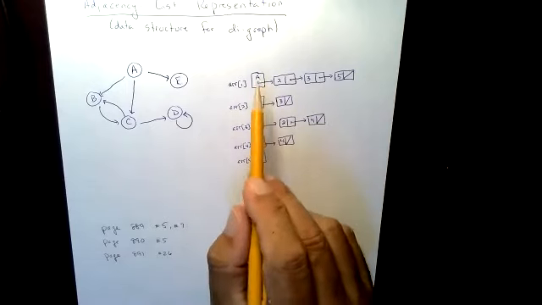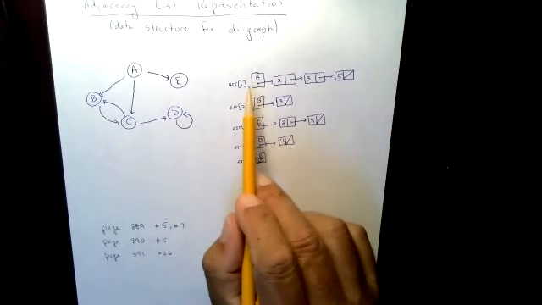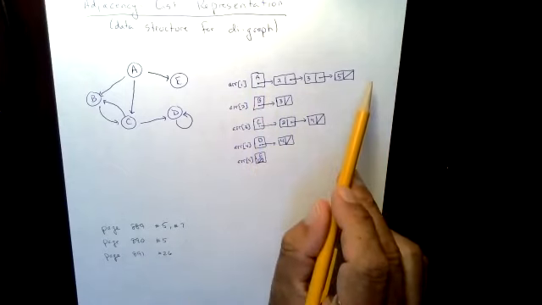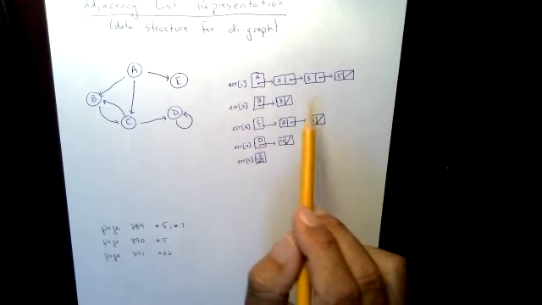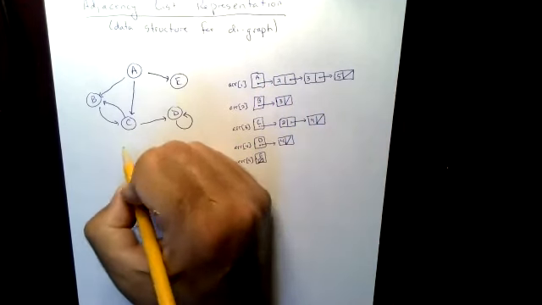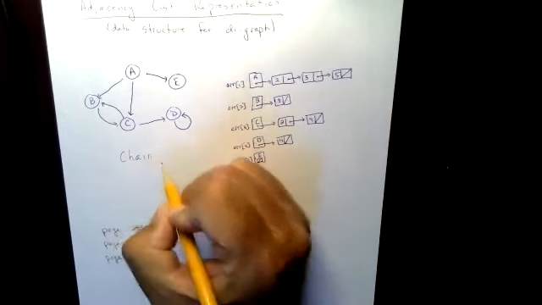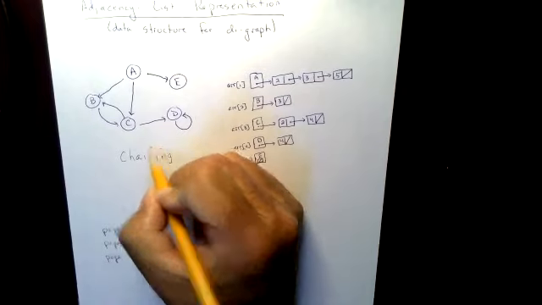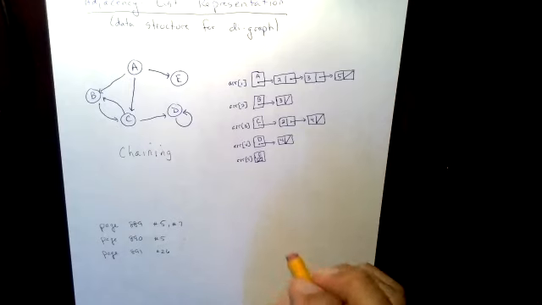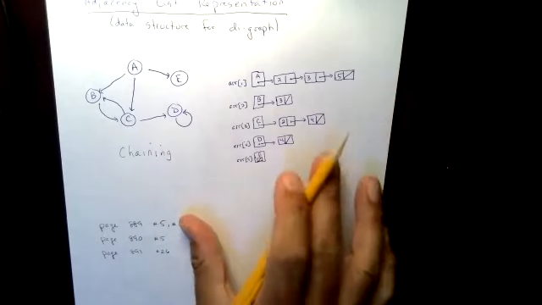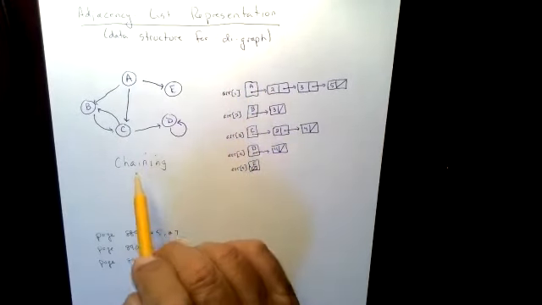What did I have where I had an array, and in the array I stored pointers, and the pointers pointed to linked lists? I have an array of pointers that point to linked lists. C-H-A-I-N. Hello? Anybody? Is there anybody out there? Chaining. Not even an echo. Chaining, right? We could talk about an adjacency list representation by way of chaining.